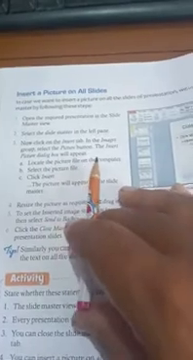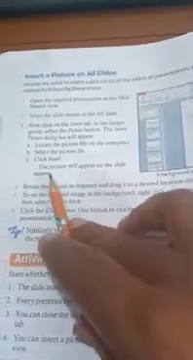Locate the picture file on your computer. Select the picture file. Click on insert, and the picture will appear on the slide master. Resize the picture as required and drag it to a desired location on the master slide in the right pane. Next, to set the inserted image in the background, right click on it, point to the send to back option and then select send to back.